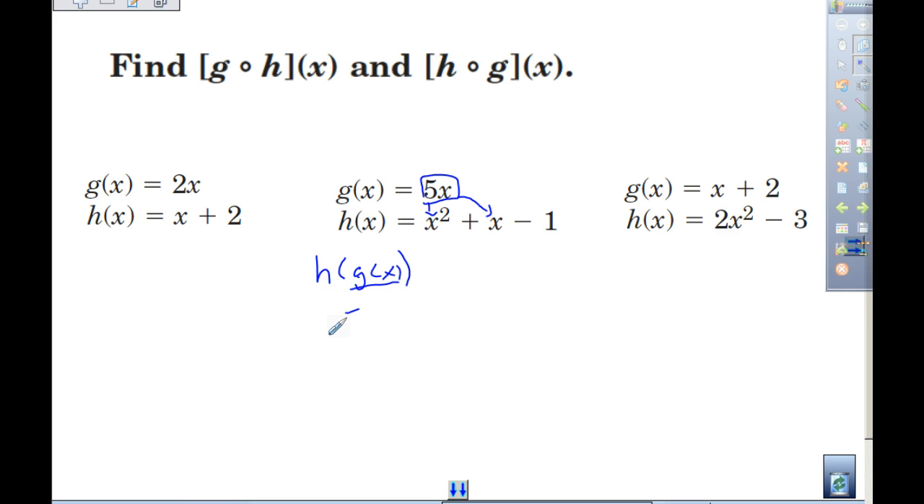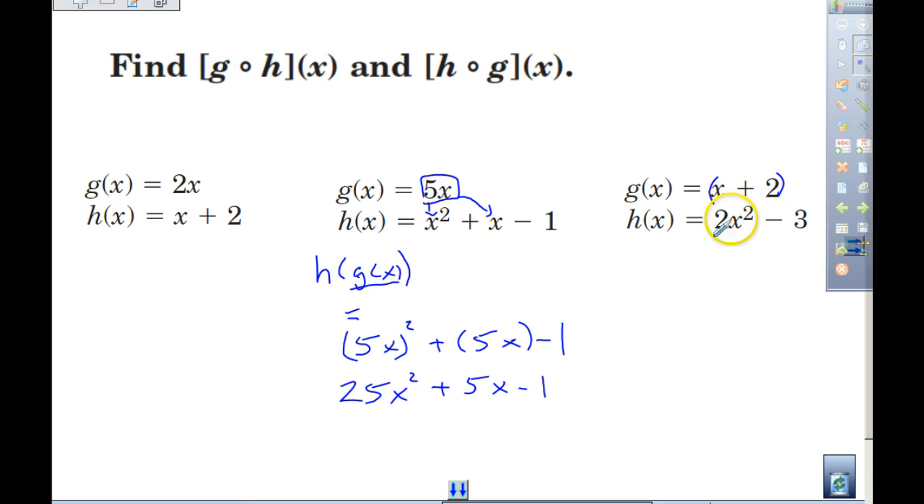So this would equal 5x quantity squared, you get parentheses, plus 5x minus 1. The parentheses are important here because you get 25x squared. Here it doesn't really make a difference. We're not raising it to any power. Likewise over here, if you plug in x plus 2 for x, what do you get? You get 2 times x plus 2 squared minus 3.